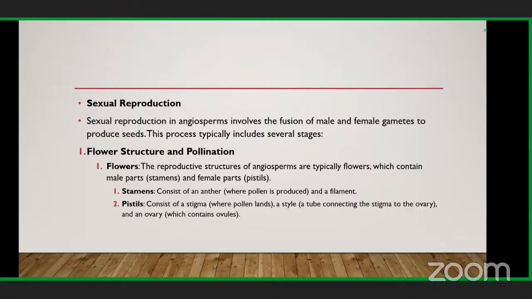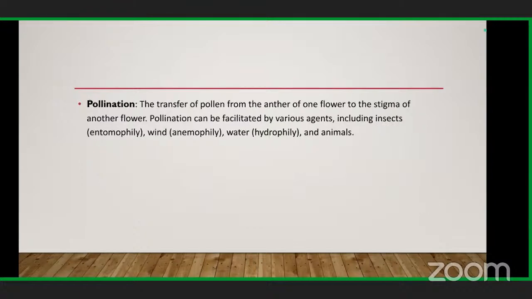Okay, so this is about the flower structure. Next comes pollination. So the transfer of pollen from the anther of one flower to the stigma of another flower. Pollination can be facilitated by various agents, including insects, which is known as entomophily, wind, which is known as anemophily, and water, which is known as hydrophily, and animals. So pollination is basically the transfer of pollen from the anther to the stigma of another flower, meaning from one flower to another flower.